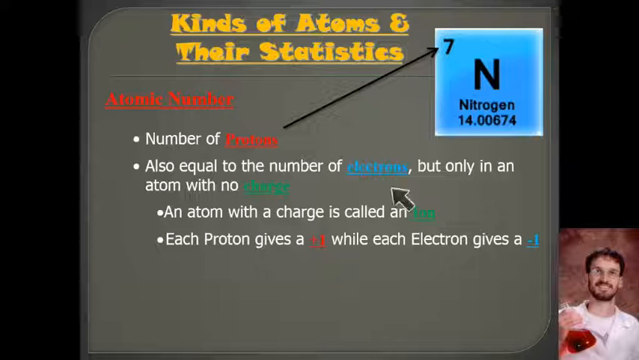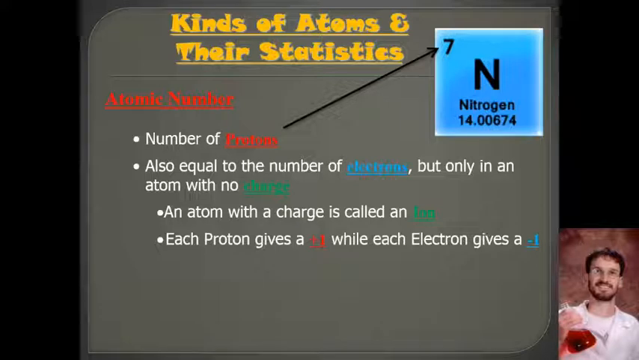Now it's also equal to the number of electrons, but that's only in atoms that don't have a charge. And most atoms, when you think of them, are well balanced. You would have seen that in the element builder gizmo, that if you have the same number of protons and electrons, you have a neutral atom. And that's what most atoms are going to be like in the world.